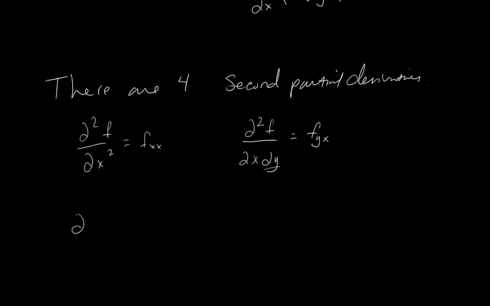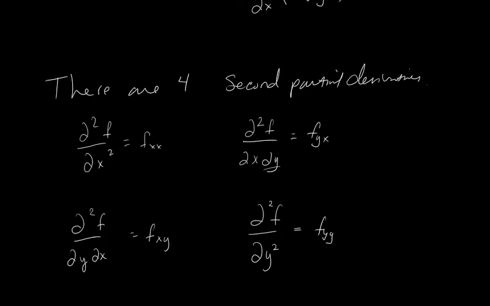Then we have the partial squared, that looks like a 2, sorry about that. Try to keep them looking more like backward 6s. The partial squared of f with respect to y x, so that's going to be fxy, because we're taking that partial with respect to x first. Then we have the partial derivative with respect to y twice. So that's fyy.